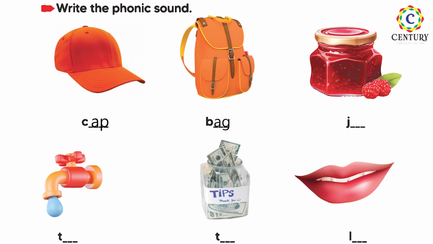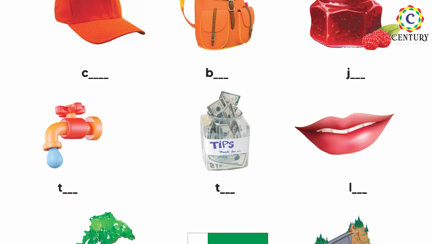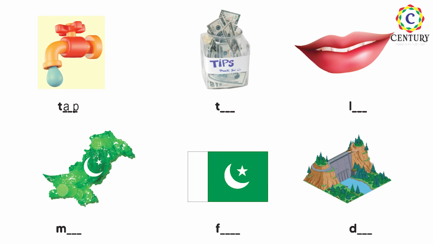Next is jam. Okay? Jam. And the sound is am. Next is tap. Tap. And the sound is app. So you have to write app here. Next is tip. And the sound is ip, ip. So you have to write ip here. Next is lip. Lip. Same sound ip will be added here.